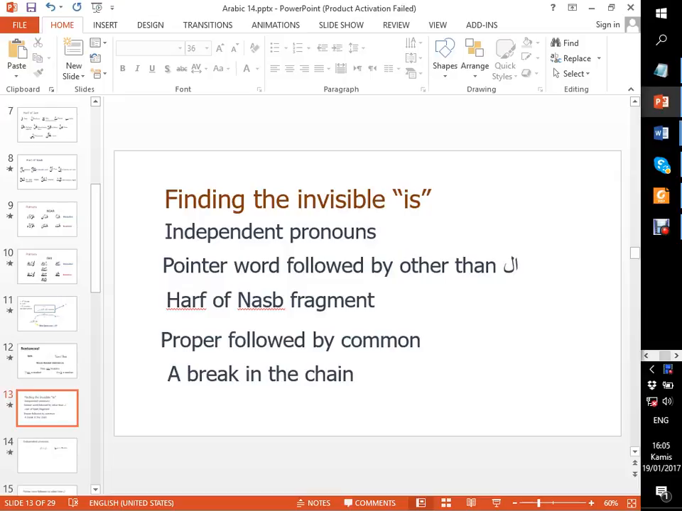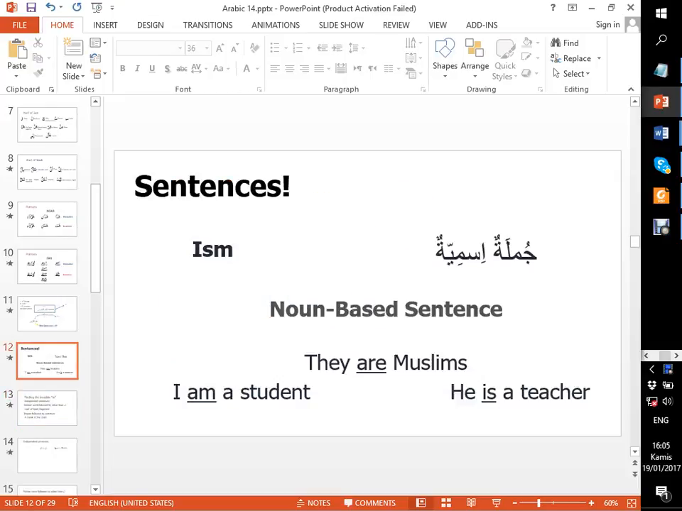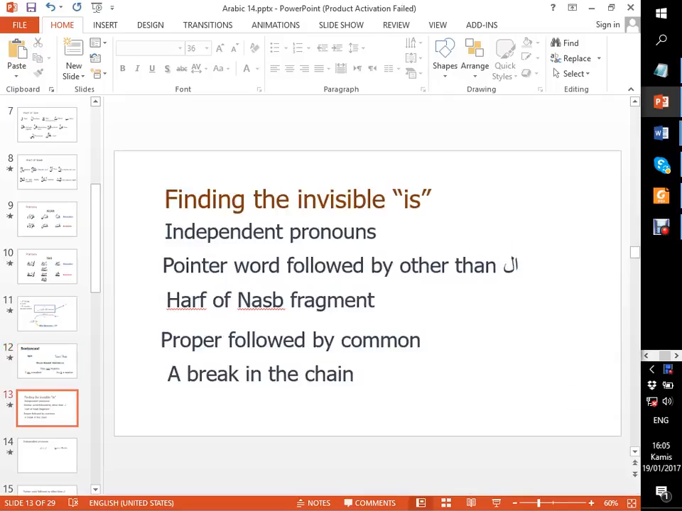And because in English you find to be, right, is, am, are, but in Arabic there is no to be, so you need to figure out where the to be is, or we should find the invisible. Okay. So there are five categories. If you find an independent pronoun, after the independent pronoun there should be to be. The pointer word, like I said before, followed by something other than alif lam. We remove the alif lam. It should be is, am, are, or to be.